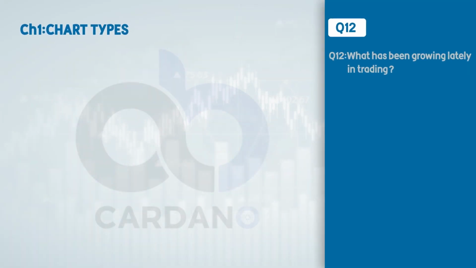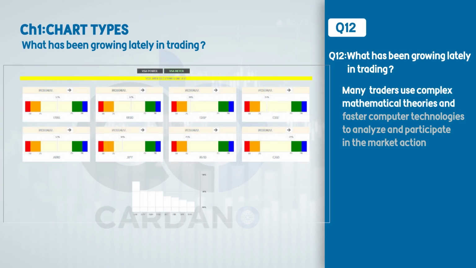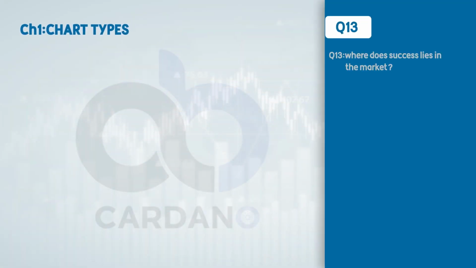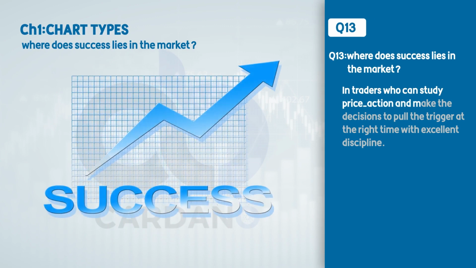Question number 12. What has been growing lately in trading? The answer is, many traders use complex mathematical theories and faster computer technologies to analyze and participate in the market action. Question number 13. Where does success lie in the market? The answer is, in the traders who can study price action and make the decisions to pull the trigger at the right time with excellent discipline.